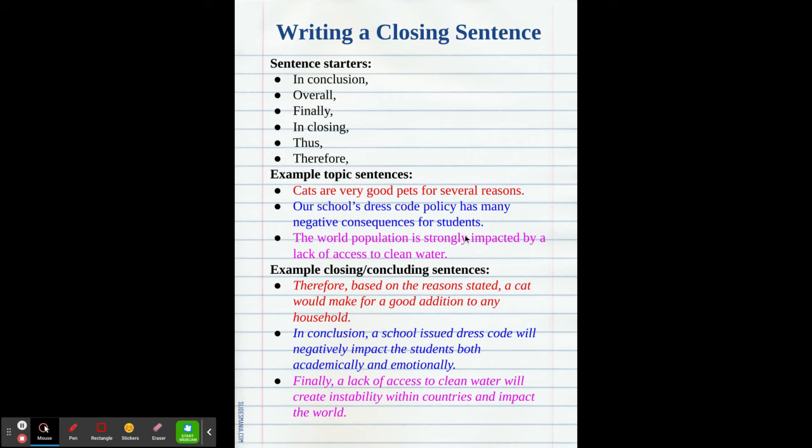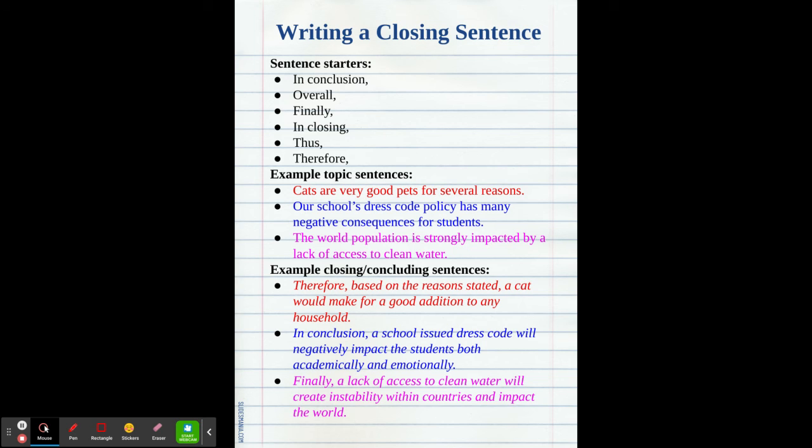Finally, the last one. The world population is strongly impacted by a lack of access to clean water. Makes sense. The more people we have on the planet, the more water that's needed for not even just drinking, but for laundry, things of that nature, to grow crops. There's a wide variety of things, just personal hygiene. All right. So I thought about, hey, finally, my closing sentence, finally, comma, a lack of access to clean water will create instability within countries and impact the world.